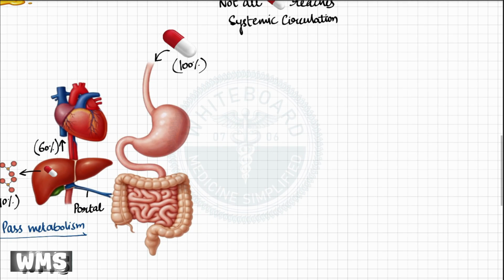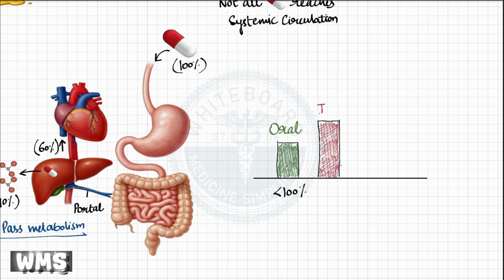Because of this, drugs administered by the oral route usually have lower bioavailability, that is, less than 100%, due to incomplete absorption and first pass metabolism. On the other hand, when a drug is given intravenously, its bioavailability is 100%, because the drug is directly administered into the systemic circulation and bypasses the first pass metabolism.